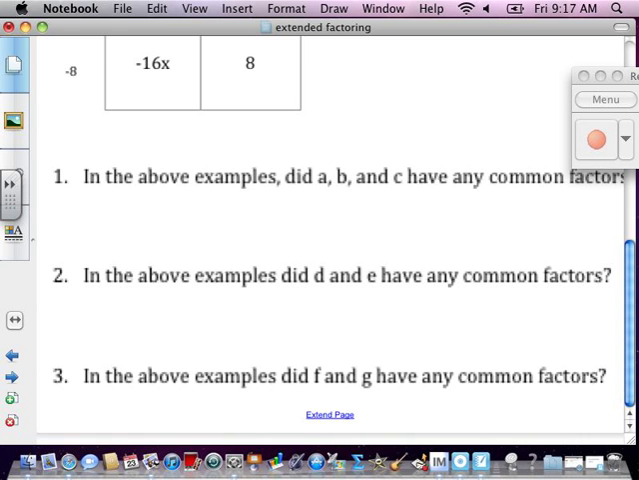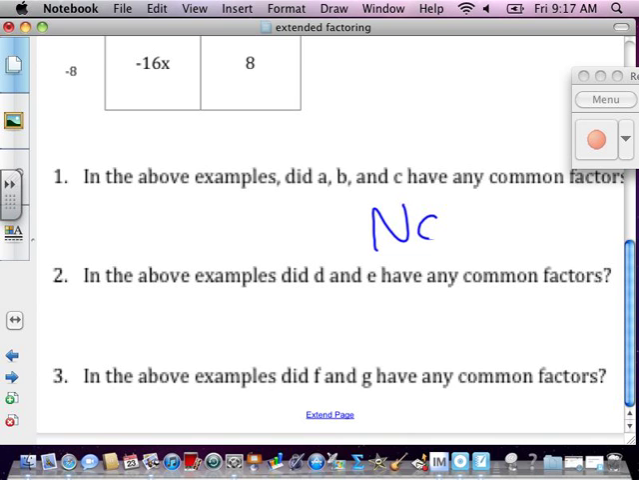Look at the third one. 2, 11, and 12. Is there a number bigger than 1 that goes into all of them? Nope. What about the last one? 2, negative 17, and 8. Nope. No. So my answer is simply no.